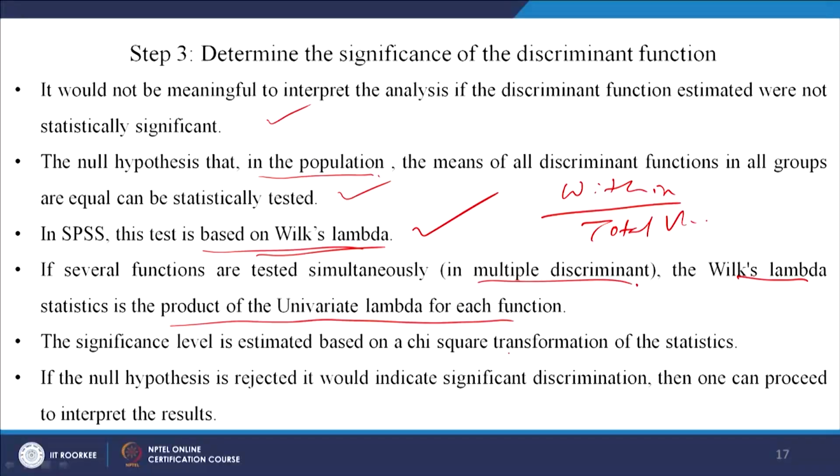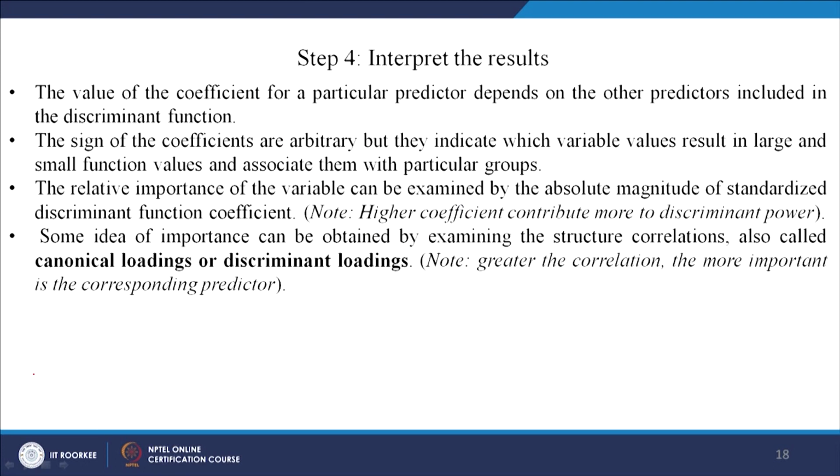So, you need not worry; if you are doing it by hand it is a separate thing, but we do not do it by hand, we do it through SPSS. So, it gives us, or any software helps us. The significance level is estimated based on a chi-square transformation. The chi-square value will be provided, which helps in predicting the overall model's significance, right. If the null hypothesis is rejected, it would indicate significant discrimination, then one can proceed to interpret the results. Let us see this.